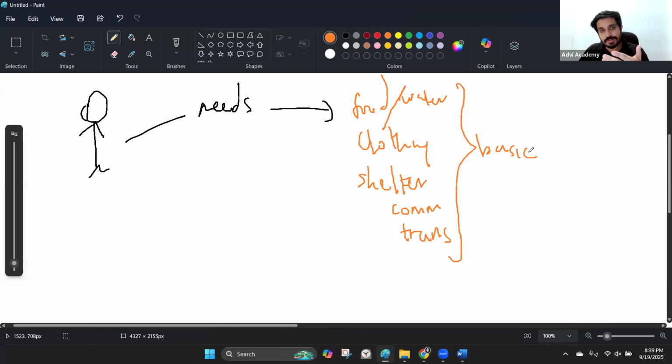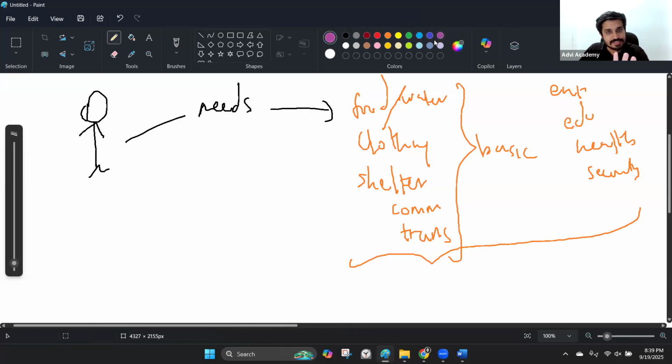But in addition to these, we also have our complicated needs, such as entertainment, education, health, security. These are all some of our advanced needs. But without all of these things, we will die. That is what needs is concerned.